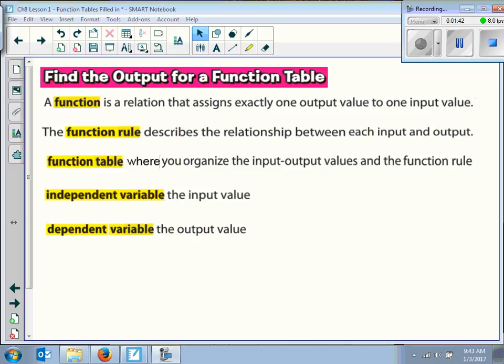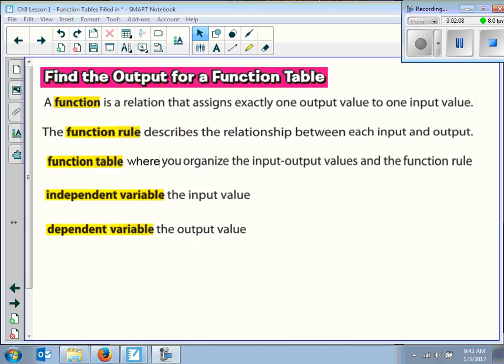All right, so here's the vocabulary that I have posted on the board over there. We have a function, the function rule, a function table, the independent variable, and the dependent variable. These are vocabulary words that you need to know, okay? So you should at least write them down one time. And then, as you are using them, you will be familiar with which is which, okay?